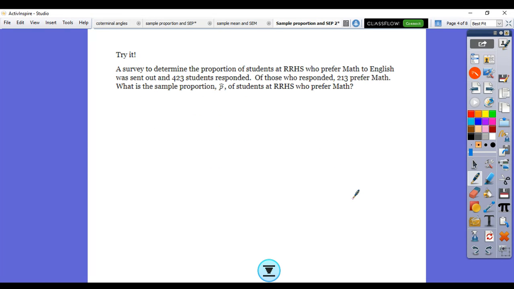Okay, so go ahead and stop the video and do the try it, and then come back. In this case, your two numbers that you had right here were x and n. Well, how do you know which one is n? Well, the sample size is how many people responded, right? And x is how many people preferred math.